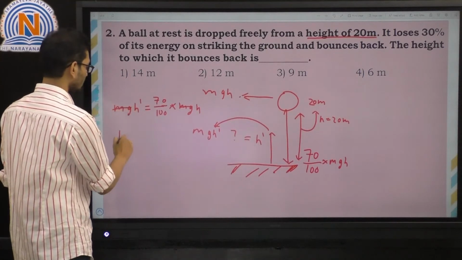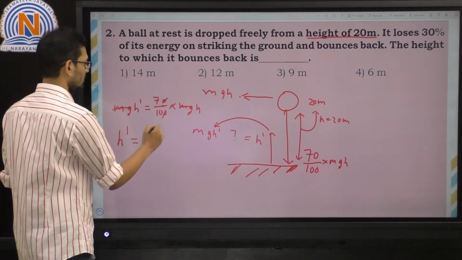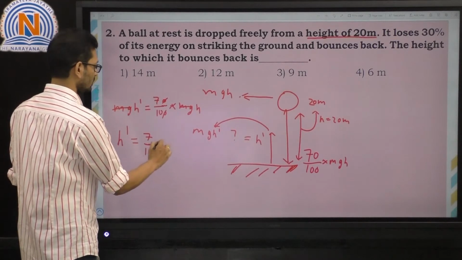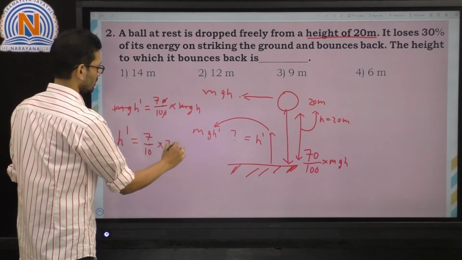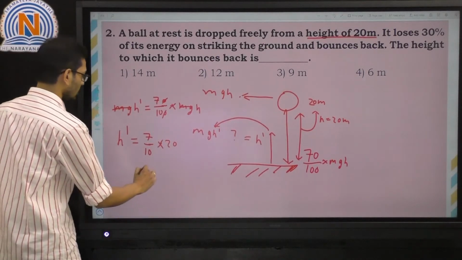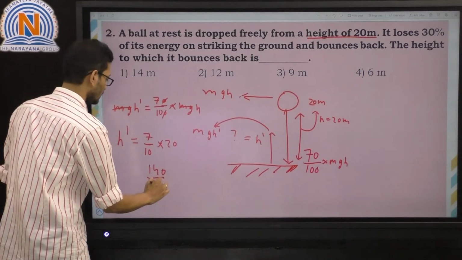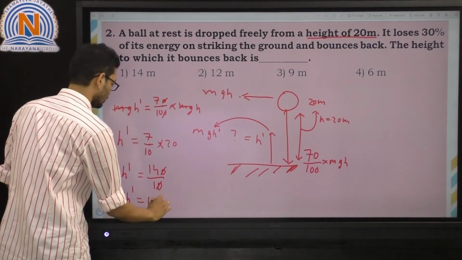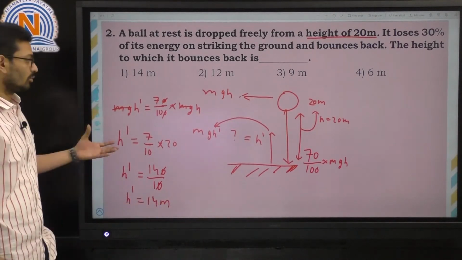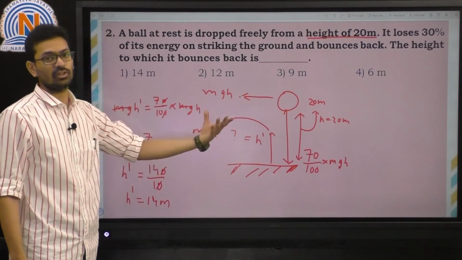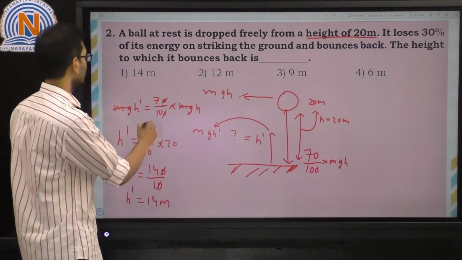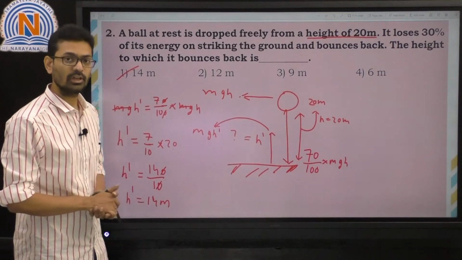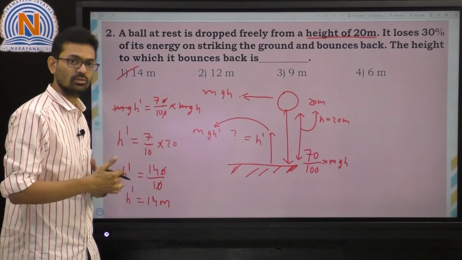mg gets cancelled, and h dash is left over. H dash is nothing but 7 by 10 into h, and h is given as 20. So 140 by 10, the 0 gets cancelled. Your h dash is equal to 14 meters. So after hitting and losing 30% of its energy, the ball has risen back to a height of 14 meters. Hope this is helpful for you. Let us go to the next question.